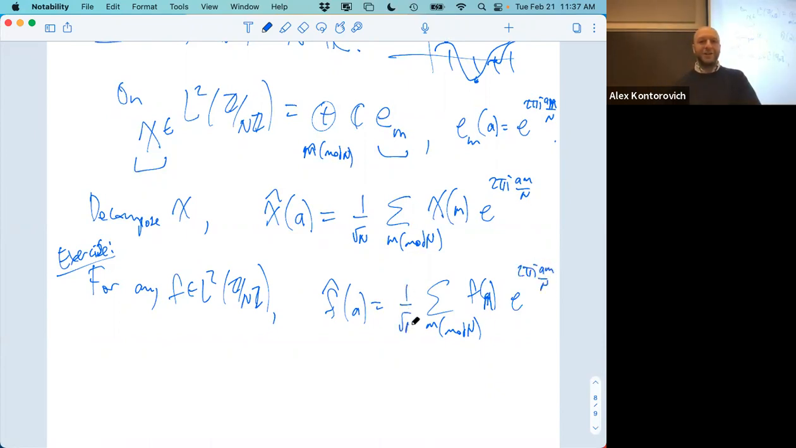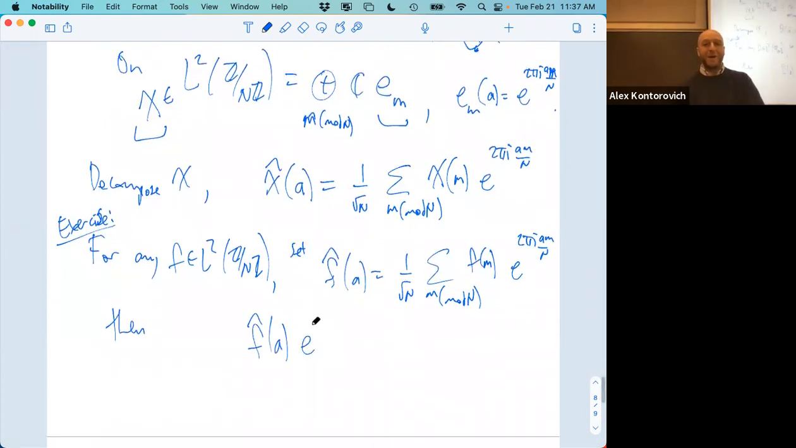And with this normalization, set F to be this, and then the exercise is that if I take the F hat of A's, I multiply them by the conjugate character, E to the minus 2 pi I AM over N, and I sum over A mod N, and I divide by the same normalizing factor root N, this will recover F, the original function, at M.